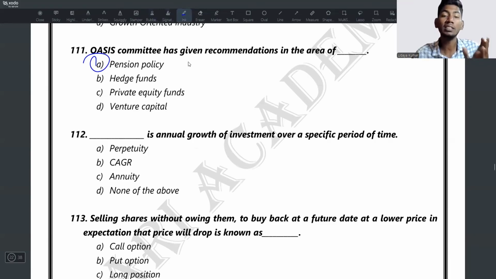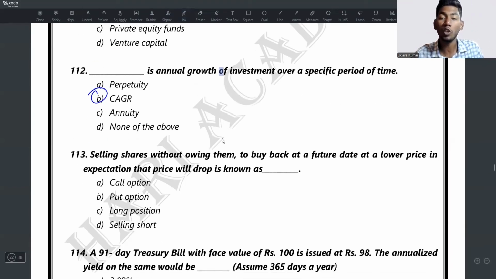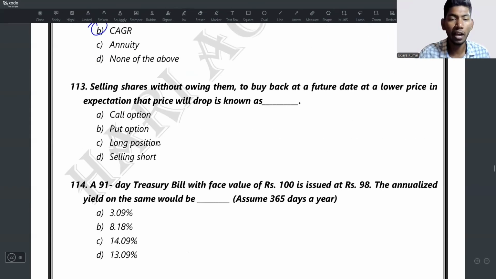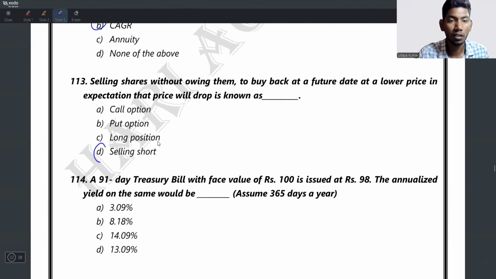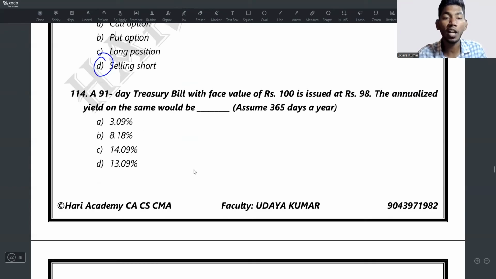So 112, dash is annual growth of investment over a specific period of time. So CAGR is the compound annual growth rate, which we have seen in our regular classes, right? It represents the rate at which an investment grows annually over a specific time period. Question number 113. Selling shares without owning them, to buy back at a future date at a lower price in the expectation that price will drop, is known as what? Selling short. We have answered this question already.